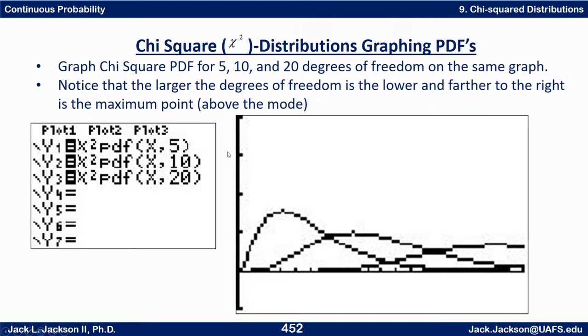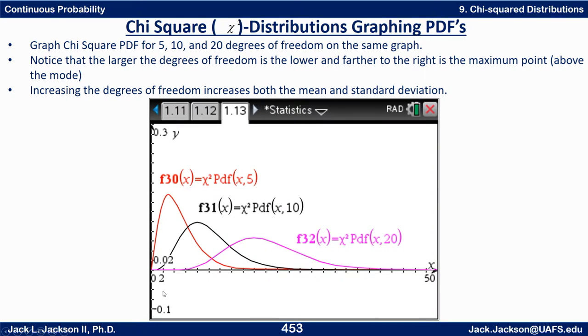Well, here they are. Chi-square PDF of x with 5, 10, and 20 degrees of freedom, and we get these 3 graphs. Not a real good window for the last one, but it's pretty good for the first one there. Here's the same graph from a TI Inspire, which gets a lot prettier looking graph, a little higher resolution, color, and they're labeled a little bit better. So you can see that this red one has both a smaller mean and standard deviation than the other two.